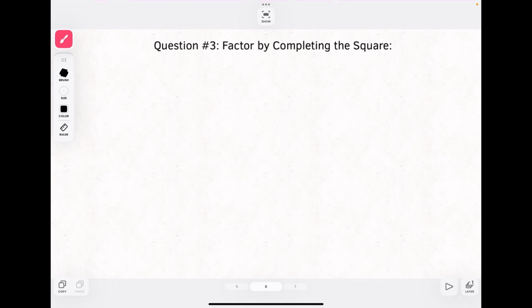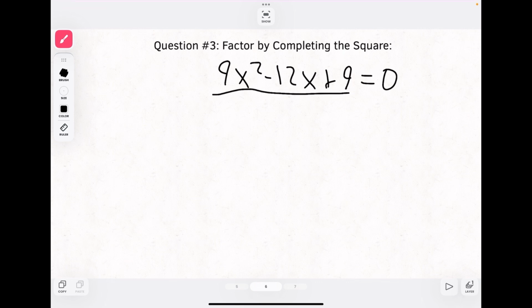And finally, we're going to get to our final problem, 9x squared minus 12x plus 9 is equal to 0. So the first thing we're going to look at is that the right side's equal to 0, which is good. But then, however, the leading coefficient isn't equal to 1. So again, to get rid of the leading coefficient, we're going to divide the entire left side and the entire right side by 9.